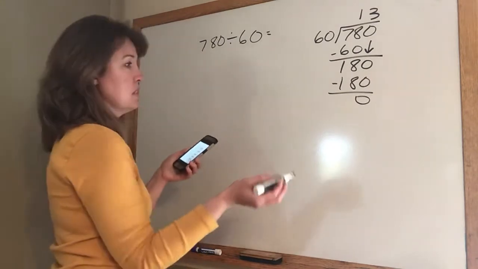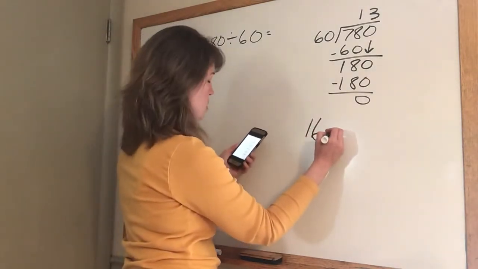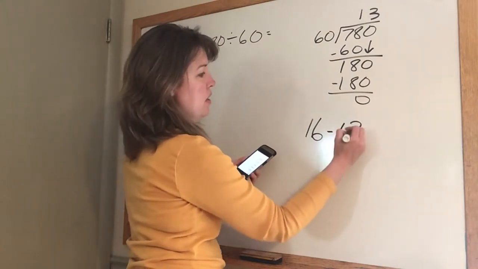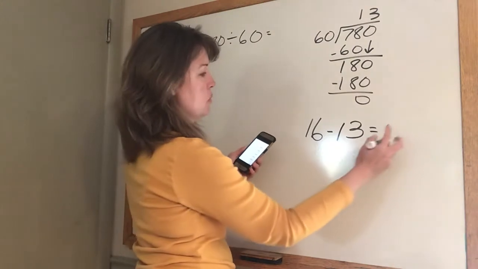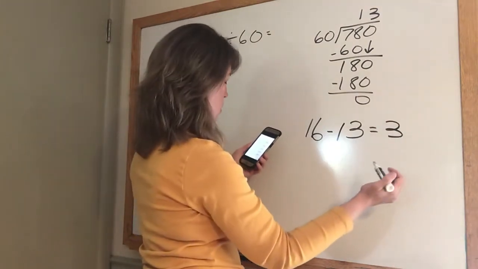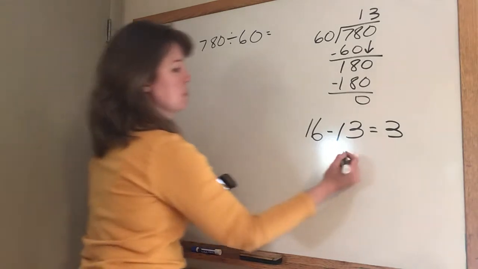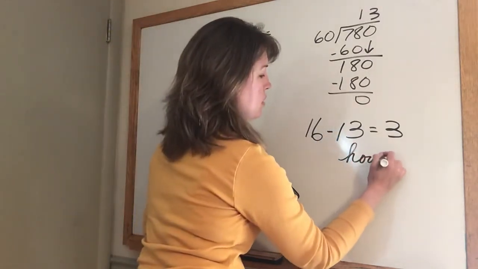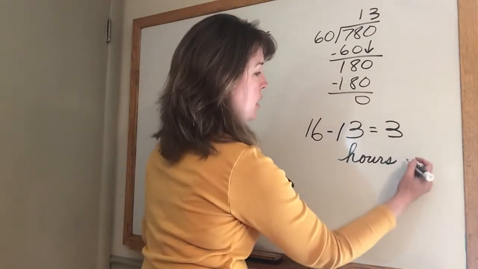So what's the difference? We have 16, which is what Christopher practiced, minus 13, which is what Patrick practiced, equals 3 hours more. Okay, so this would go where your answer goes, 3 hours more.